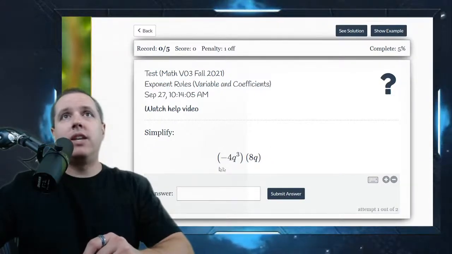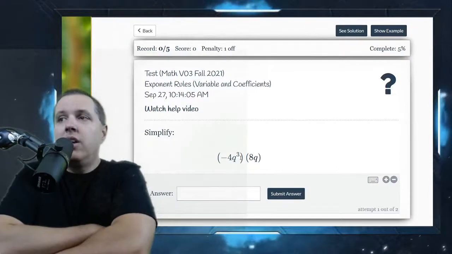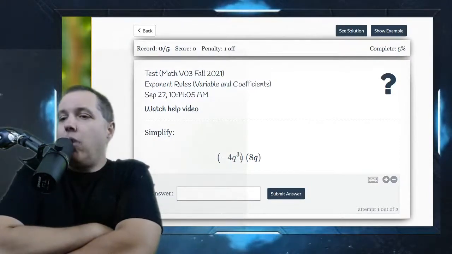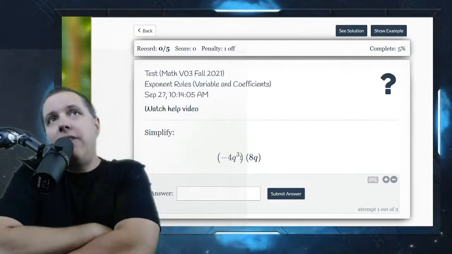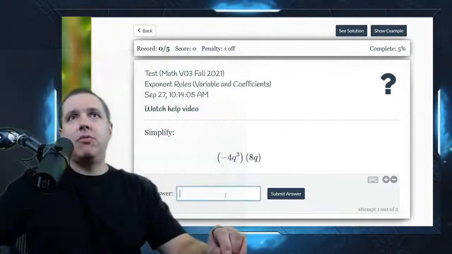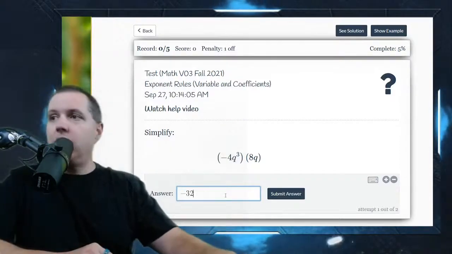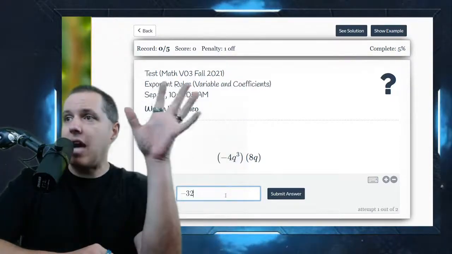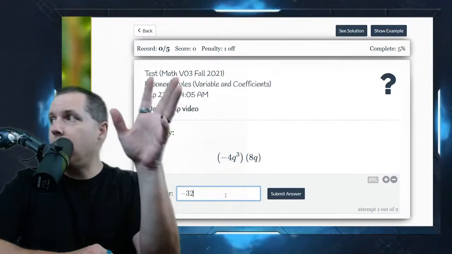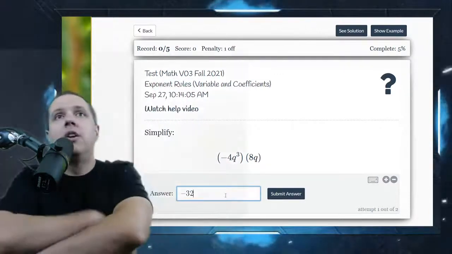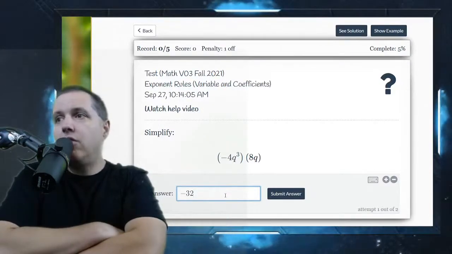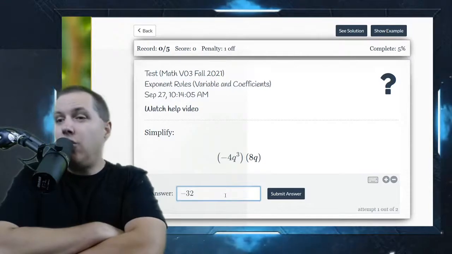Okay, so what's going on here? Well, we don't really call them like terms, but let's think about what can be multiplied here and what can't. Well, we have a -4 times an 8. So what's that going to leave me with? That's going to leave me with a -32. And remember, you can always ask questions in the chat. So as I'm moving through these, if you don't understand something, let me know. Okay, so -32, that's -4 times 8. And then I have q to the 3rd times q.